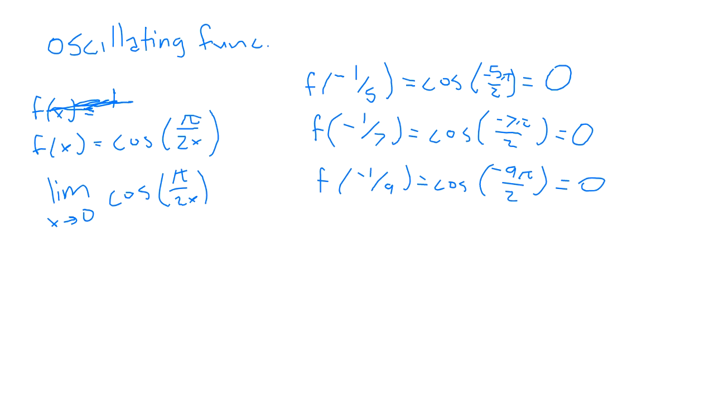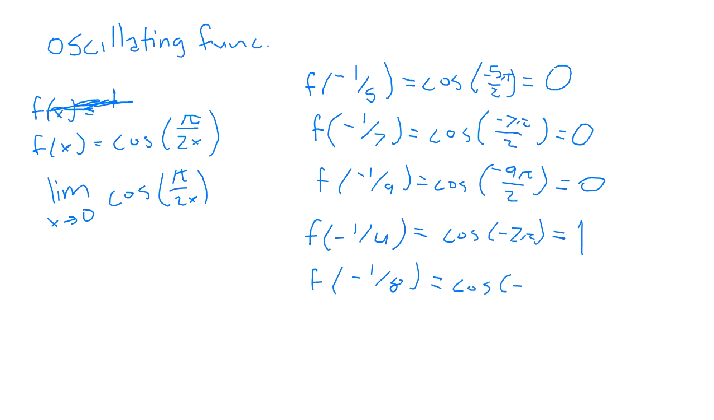Let's try f of -1/4. If we plug that in, we are going to get cosine of -2π, which is just 1. Let's get a little closer. f of -1/8. Well, this is going to get us the cosine of -4π. Once again, we get 1. We can move a little closer.